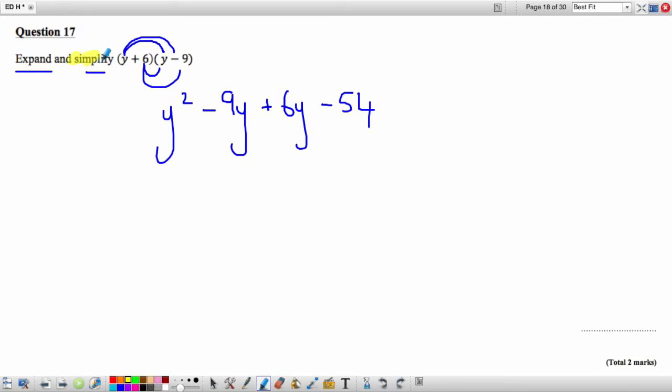Then, for the simplifying part, we can simplify the part here in the middle. Both terms are y. Here we have negative 9, add 6 is negative 3y. The y squared stays the same at the beginning and the negative 54 stays.